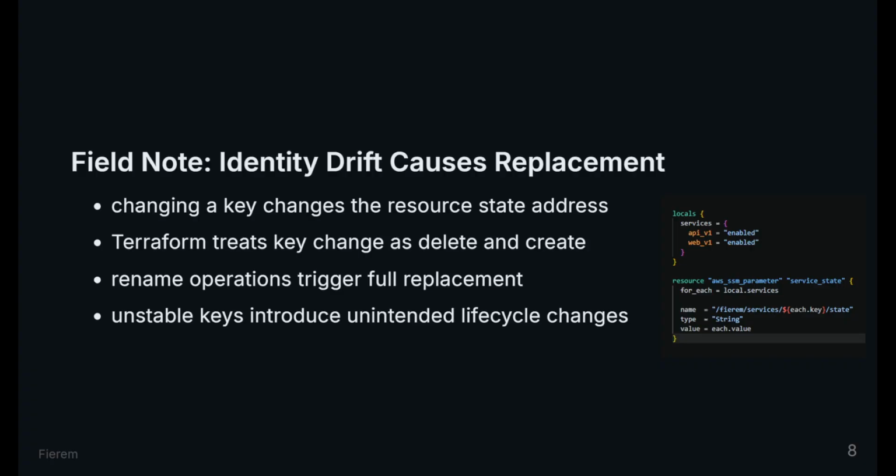Changing a for each key changes the resource address in state. Terraform treats this as deletion of the old object and creation of a new one. This behavior applies even if the underlying AWS resource could have been updated in place. On a submarine, relabeling a valve without updating the procedure causes operators to act on the wrong system. The same pattern appears here because Terraform follows identity labels, not intent.